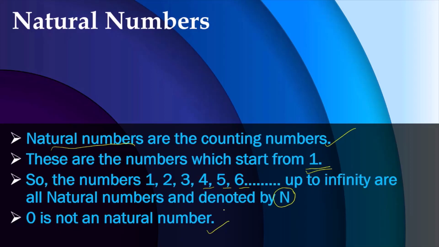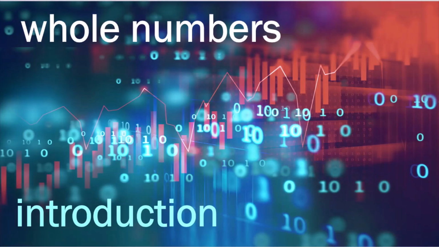Let us discuss whole numbers. Now see, let us come to the same example of the number of students in a class. There can be any number of students in a class. Now note that if there is no student in the class, then the classroom is empty or vacant. So we can say that the number of students in that classroom is 0. Now 0 is a number that implies nothingness or absence of something.